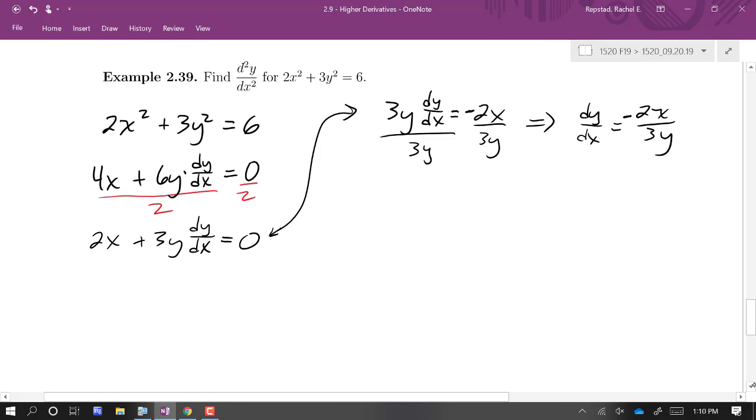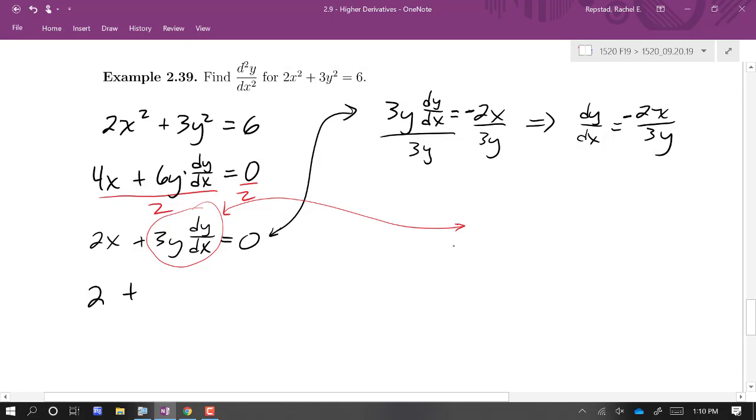Who wants to start us out? 2, yep. What do we need to do here? What is that? That's a product, right? I'm multiplying two functions. y is a function of x. dy/dx is also a function of x. So I can just use the product rule on this. I don't have to change how it looks, right? There's my f function. There's my g function.